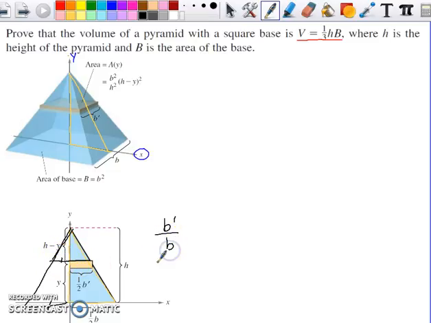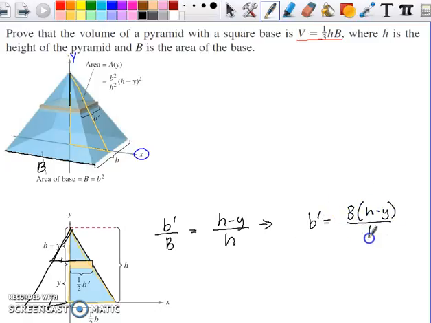If I had the proportion of that over the entire long side of this base, the capital B, that's going to be equal to the proportion of the small height of this tiny triangle up here compared to the whole height of the triangles. So the small height would be h minus y, the entire height would be h. And so if I cross multiply here, b prime, the small base, would be equal to capital B times h minus y over h.